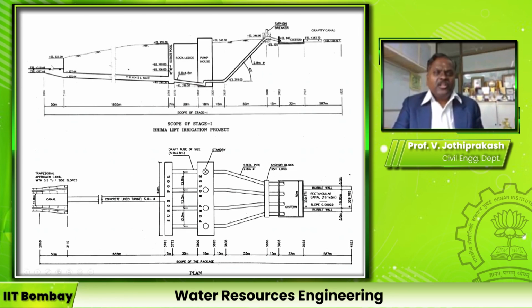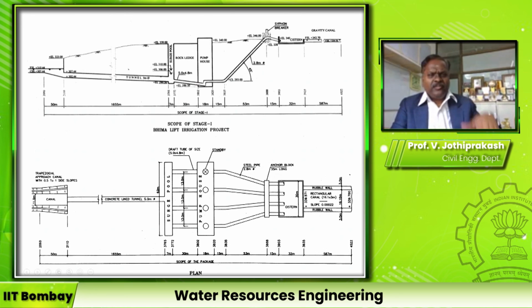That means in this simple example we have given, the pumping level difference is 80 meters. That means the water is pumped from elevation, here in this case 300 meters is the level of the river and 346 is the level of the cistern. Then from there it goes by gravity.